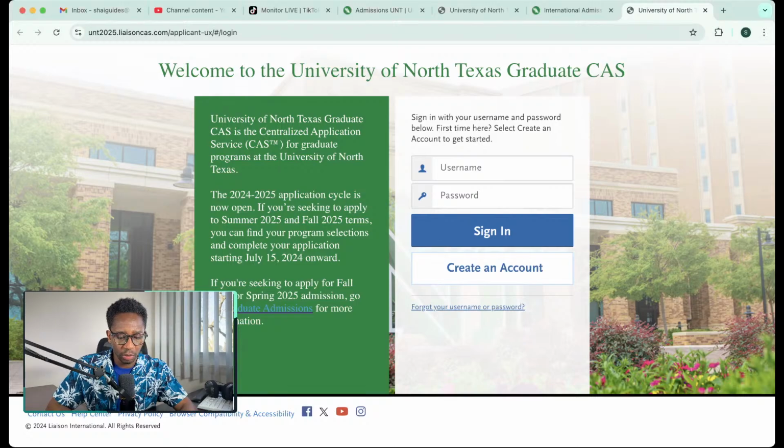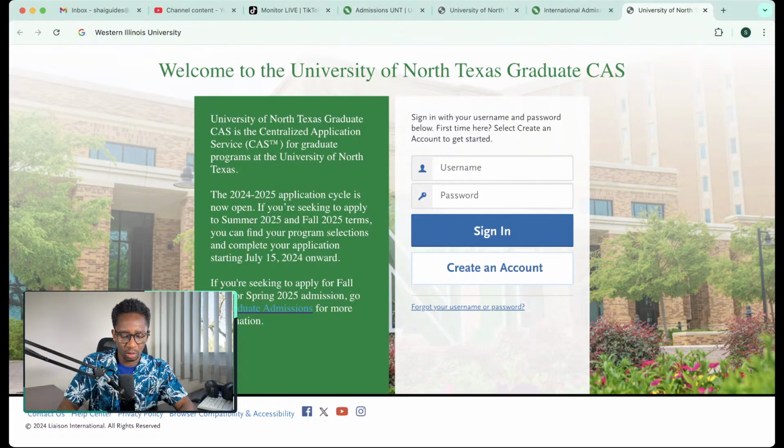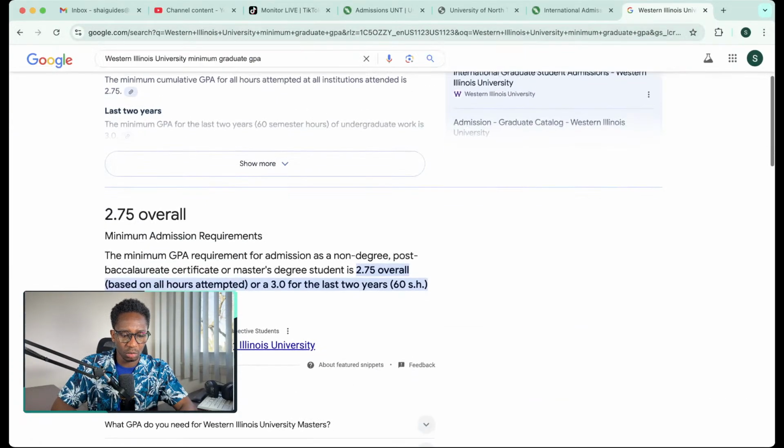Let's check Western Illinois University, because I think Western Illinois University is 2.8 minimum. Western Illinois University, graduate GPA or something. Maybe that can actually work. Graduate GPA, maybe minimum. Let me just make it minimum. So yeah, Western Illinois, they require 2.75. So let's look at this and see.